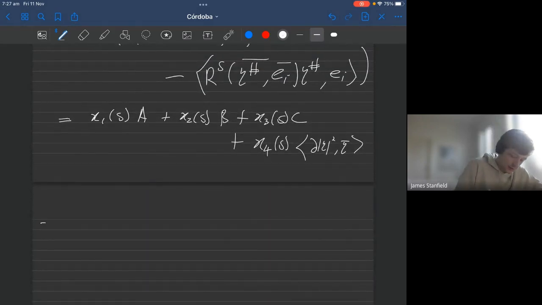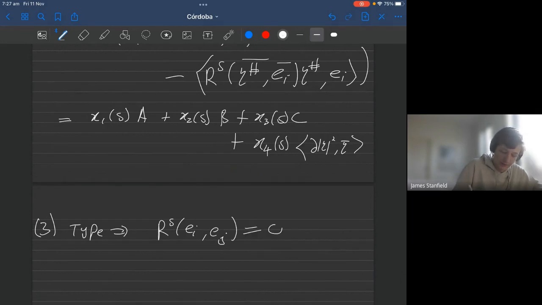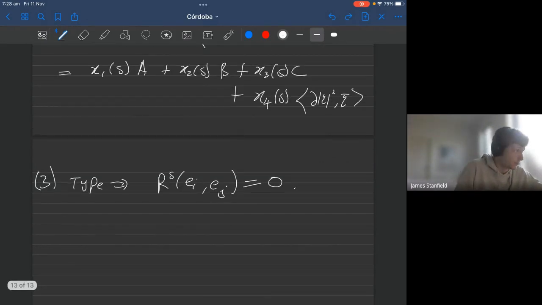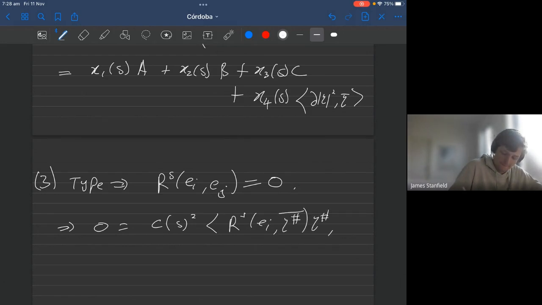Okay, and then the third one is the type condition, right? So this implies that R^S(e_i, e_j) is always going to be 0, right? Because this is Hermitian, so the only way this could be non-zero is if there's a bar there, but we leave no bars. Okay, so again, we get 0 is C(S) squared R^S(e_i). We get that, and again, we get another linear combination of A, B, and C, and so on.